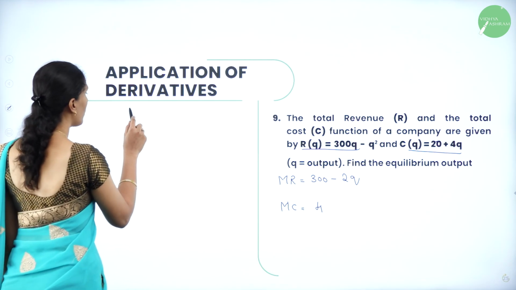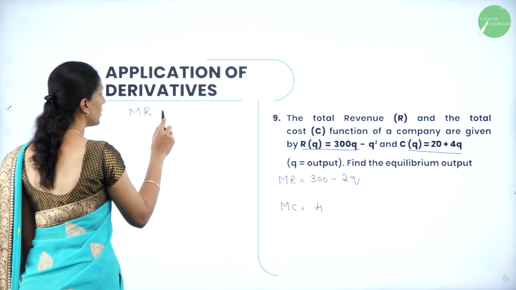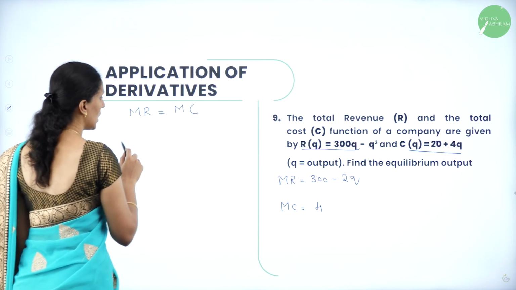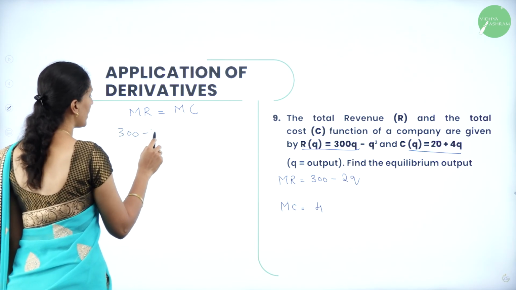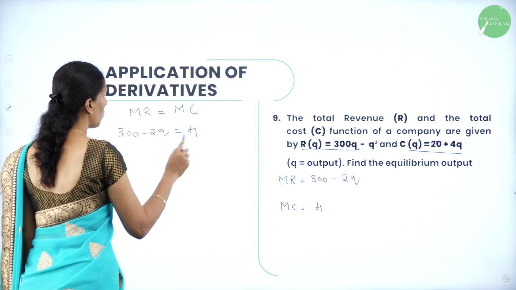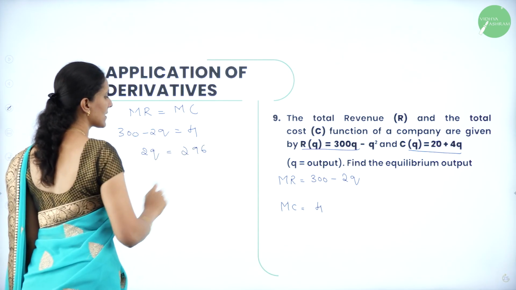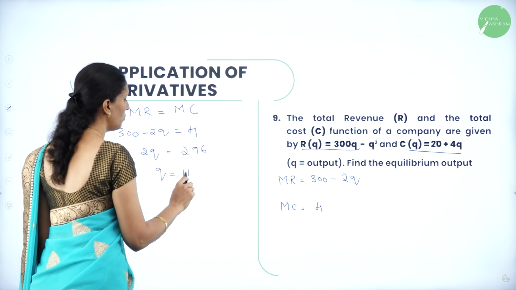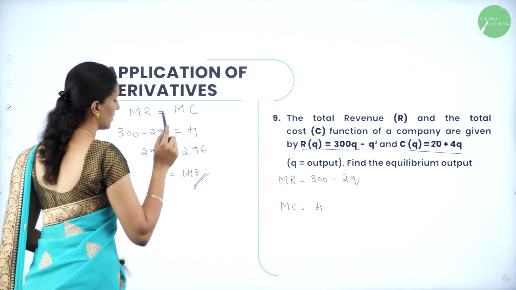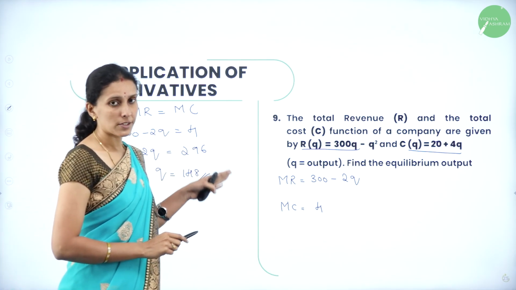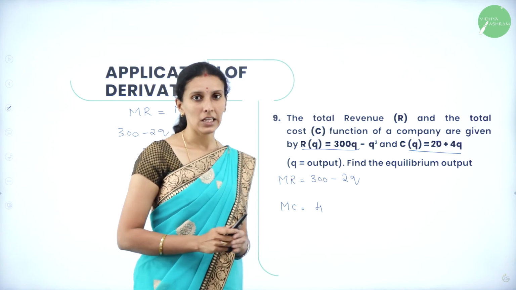Now to find the equilibrium, marginal revenue is equal to marginal cost. That is 300 minus 2Q is equal to 4, or 2Q is equal to 296, or Q is equal to 148. So this is the number of units produced for this equilibrium.